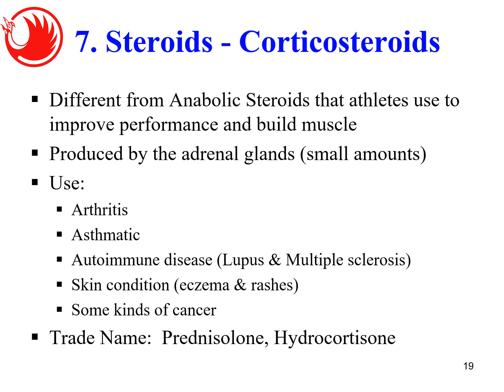So this corticosteroid is different from the anabolic steroid used by athletes. A small amount is actually produced in the body, by the adrenal glands on top of the kidney. This steroid is used to treat arthritis, asthma, autoimmune diseases, skin conditions, or some kinds of cancer. The very famous trade name is prednisolone. I think many of us have heard about it.